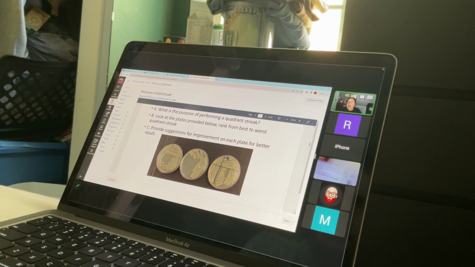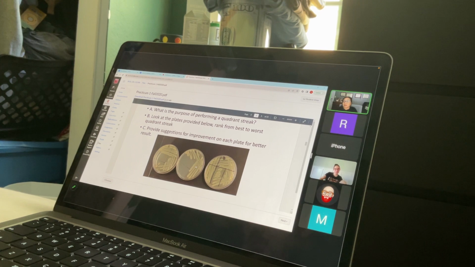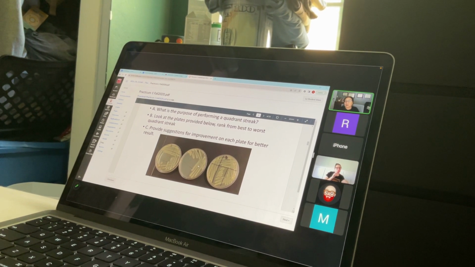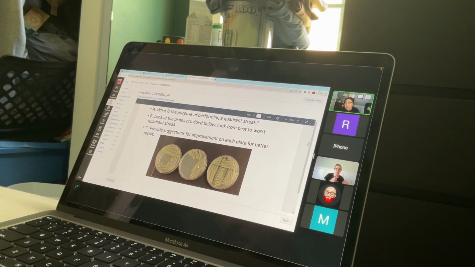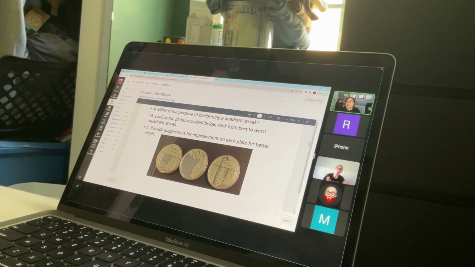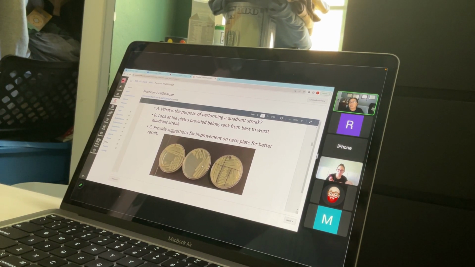If I have to rank them, I would say B, C, and then A. A is actually the worst, because they probably didn't flame their loop, which I saw some of your classmates have this type of pattern. They didn't flame the loop between streaks. And even worse, they dipped back into quadrant 2 when they were streaking in quadrant 4.